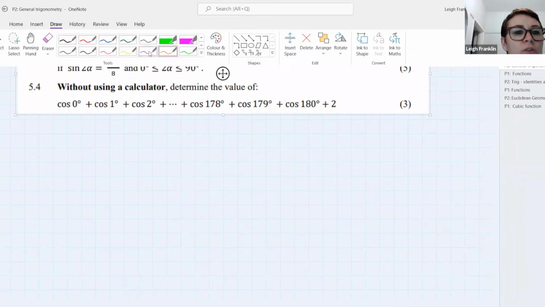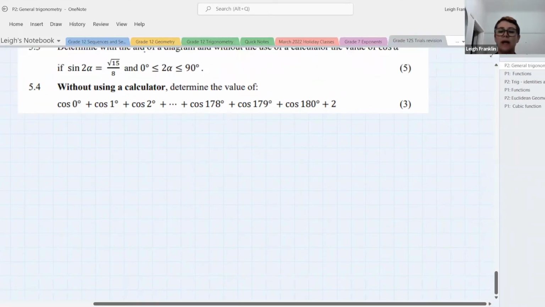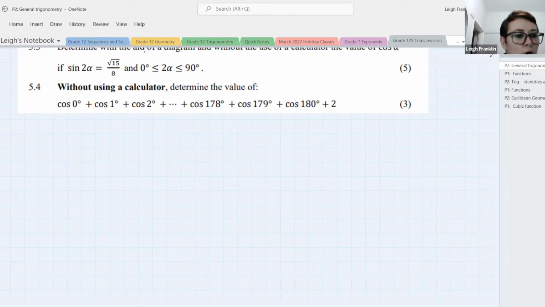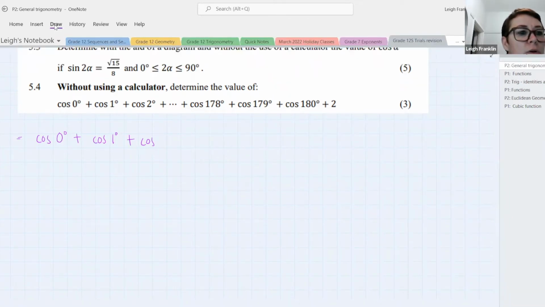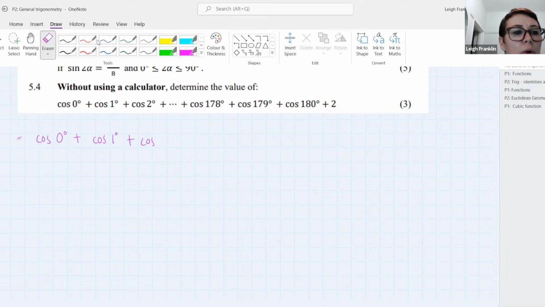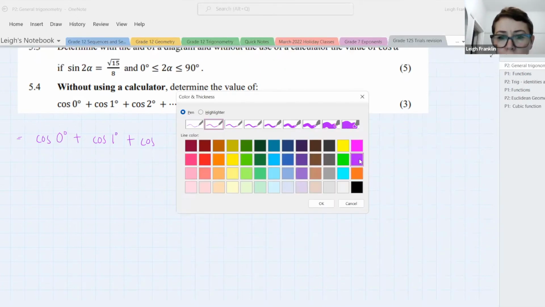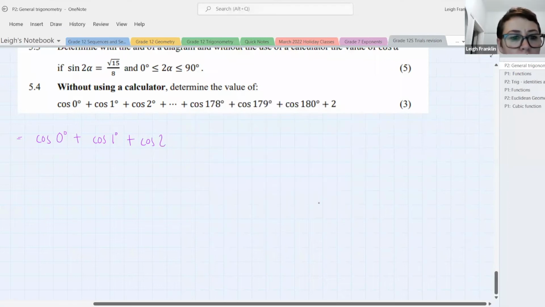Okay, so this is what it hinges on. You've always got to think to yourself with trig, how can I rewrite things in a different way so that I can manipulate them? So in other words, you've got cos 0 plus cos 1 plus cos 2 plus and so on.